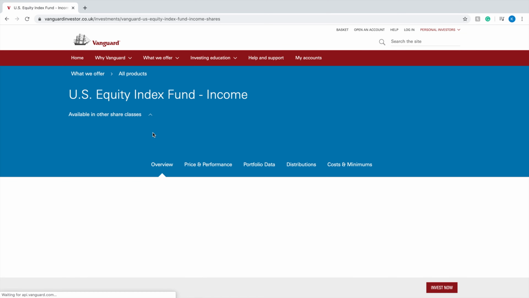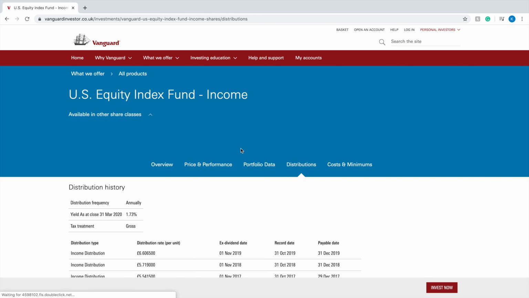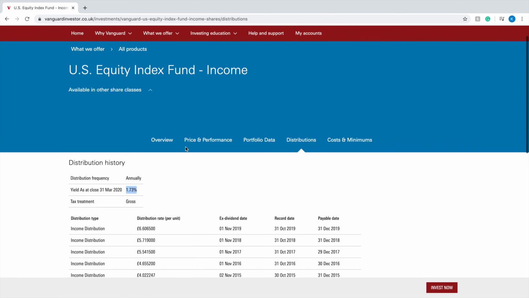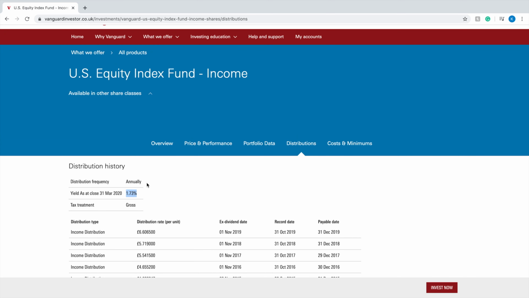Go into income funds, under distribution, and it pays the cash payment annually and at the moment it's approximately 1.73%. And again, thinking about savings accounts and ISAs, savings accounts currently probably give between 0.1% to 1.5%, depending on which bank you're with. And again, this on its own is a lot better. Plus, your money tends to grow over time.